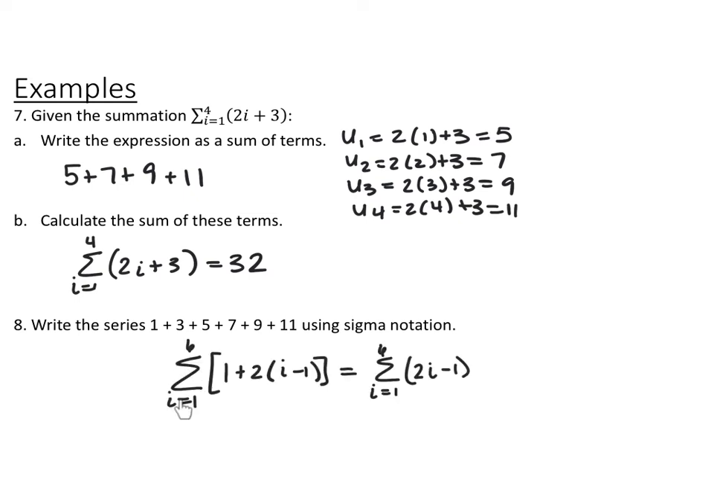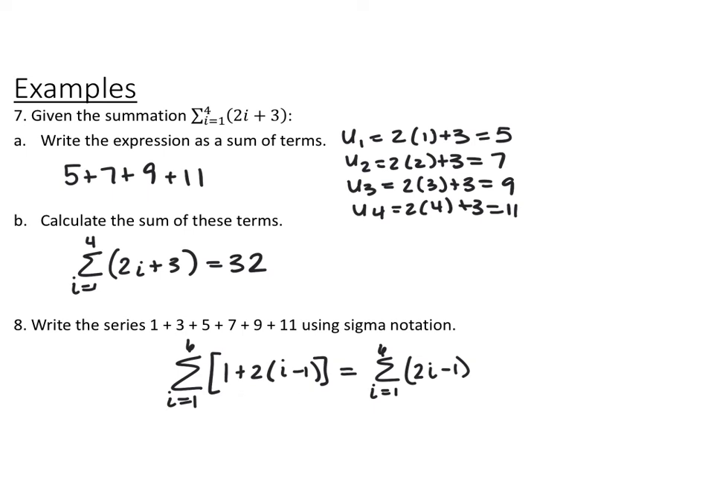So sigma, we're starting at i equals 1. There's 6 terms, so we're going up to the 6th term. Our first term is 1. Our common difference is plus 2, so 1 plus 2(i minus 1). If you want to simplify it, it'd be 2i minus 1. This is like point-slope form versus slope-intercept form. They're equivalent, just different ways to write it.